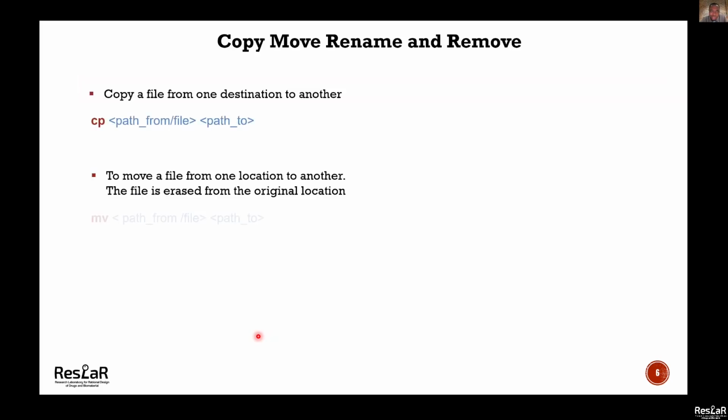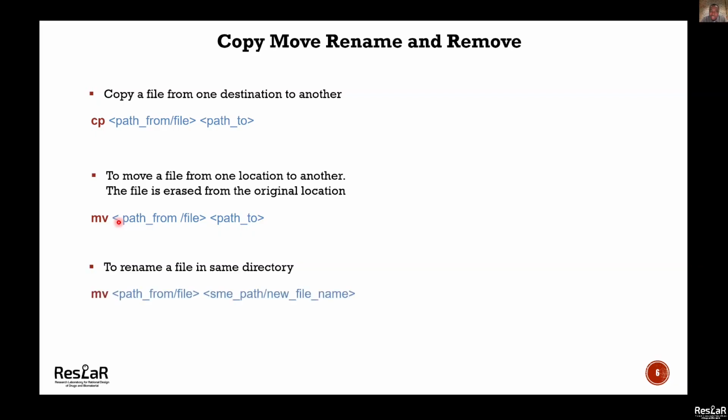So let's talk about the copy command. If you want to copy a file from one destination to another, call the cp command. You select the path of where the file is, then you end it with the file, then you select the path where the file is going. So it's like a two-level thing. Where is the file currently? Where is it going? Simple. To move from one location to another, it's still the same thing. Move command. Where is the file? Where is it going? Remember that when you move a file, it is no longer available in the original directory, in the original location. Okay?